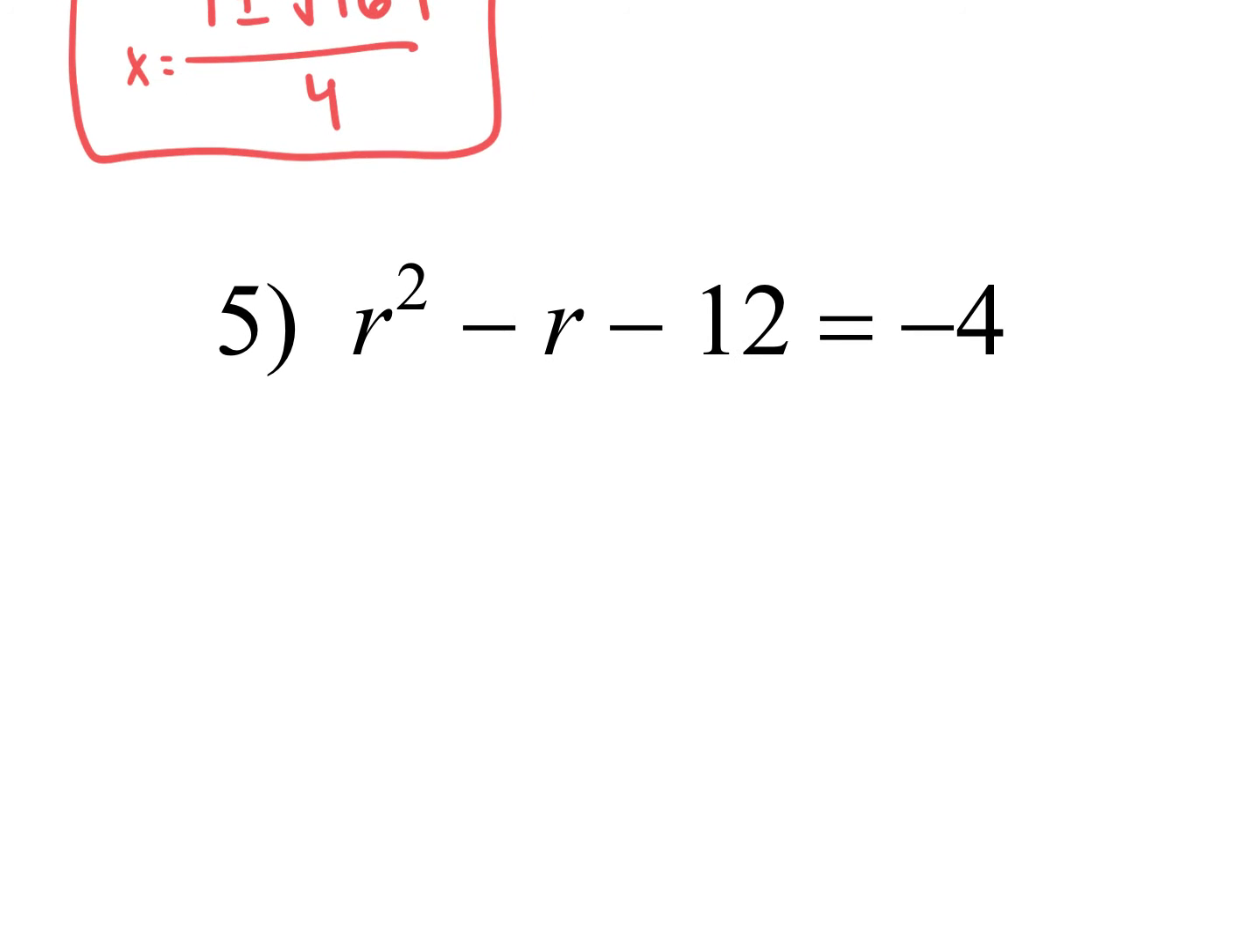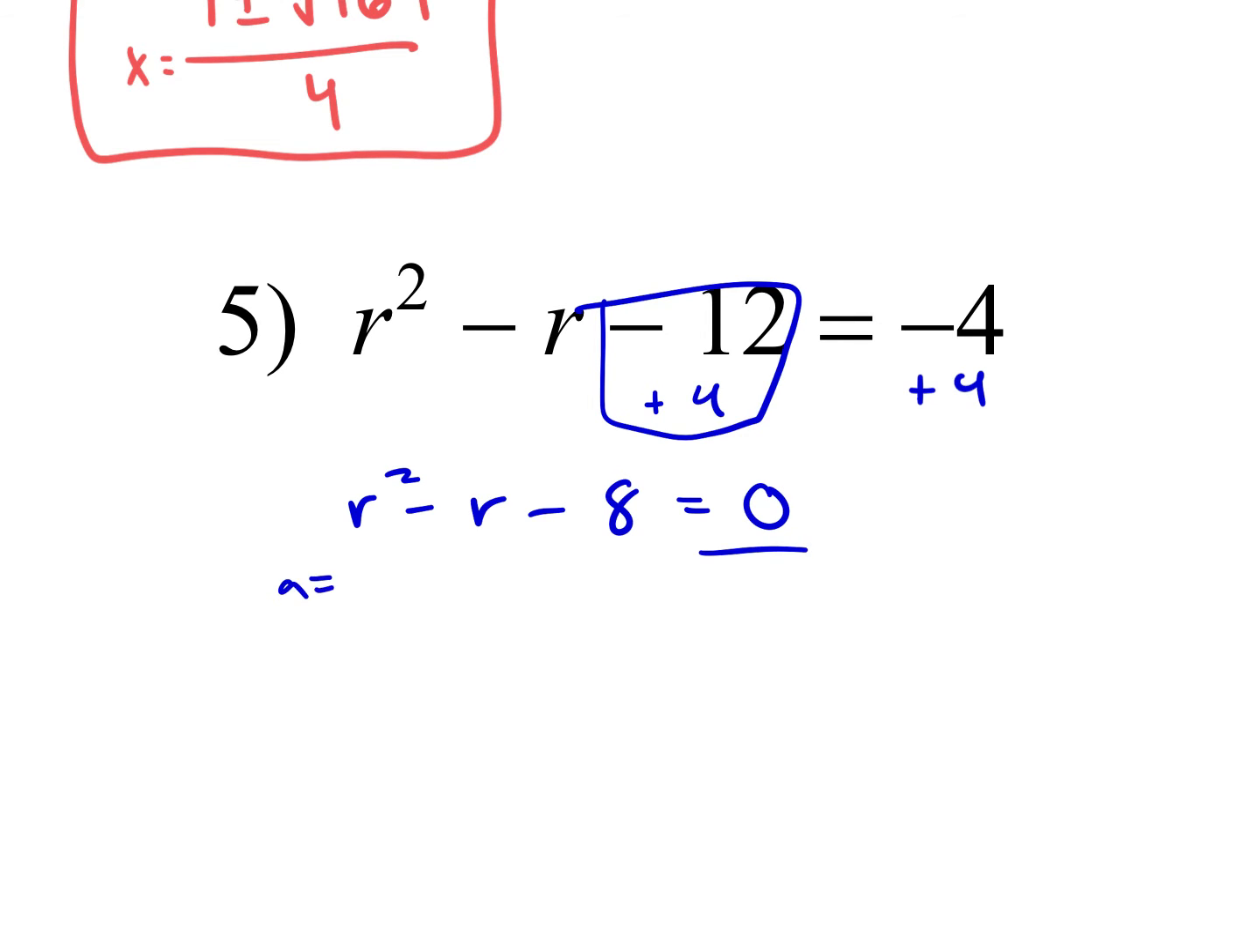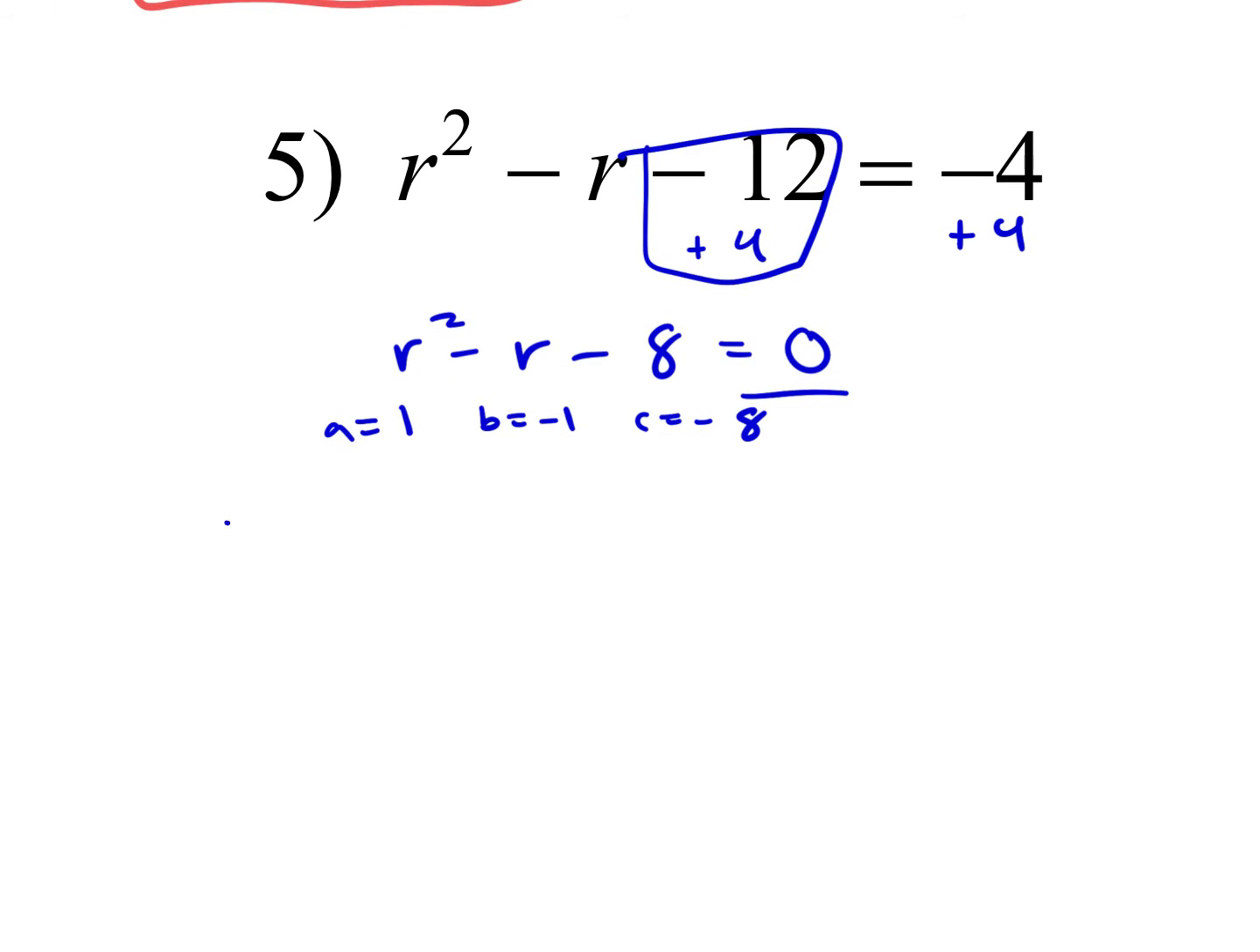All right, so number 5. What should I do first? Add 4. So r squared minus r. What comes next? Minus 8, because I can add those two together, is equal to 0. So what's a? What's b? And what's c? Awesome. And then we plug it in. So negative b, negative negative 1, plus or minus the square root of b squared minus 4 times a times c, over 2a.